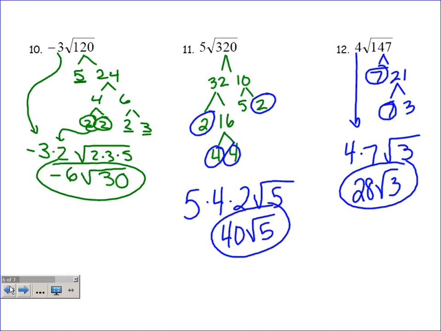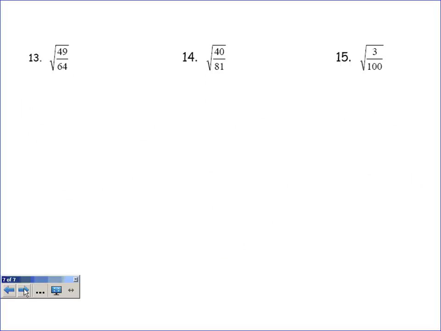28 times radical 3. I thought you said times. Times the radical. Oh, times the square root of 3. 28 times the square root of 3. Okay. Fractions.